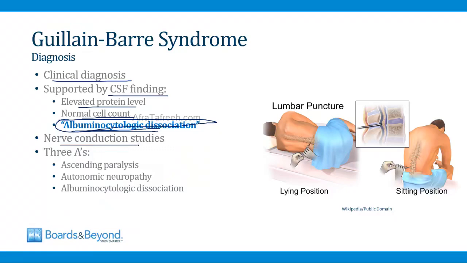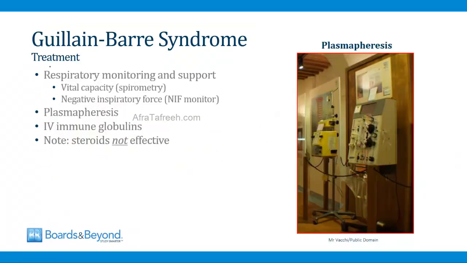Guillain-Barré syndrome. And the mnemonic most people use to remember the classic findings in Guillain-Barré are the 3 A's: ascending paralysis, autonomic neuropathy, and albuminocytologic dissociation. Let's talk about the treatment of Guillain-Barré syndrome.